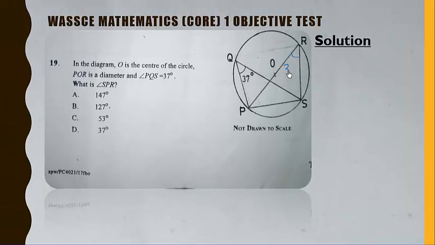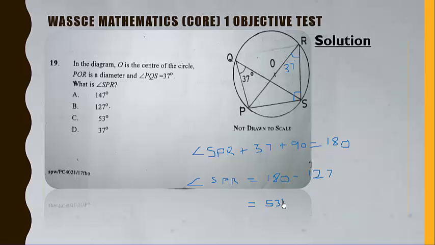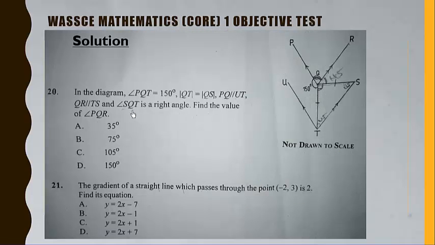Now we have this, and we want to find the value of angle SPR. So you know angles in the same segment are equal, so this is 37, this is 90, because PR is a diameter. So angle SPR plus 37 degrees plus 90 should be equal to 180. That is sum of angles in a triangle. So angle SPR will be equal to 180 minus 127, and that is 53.